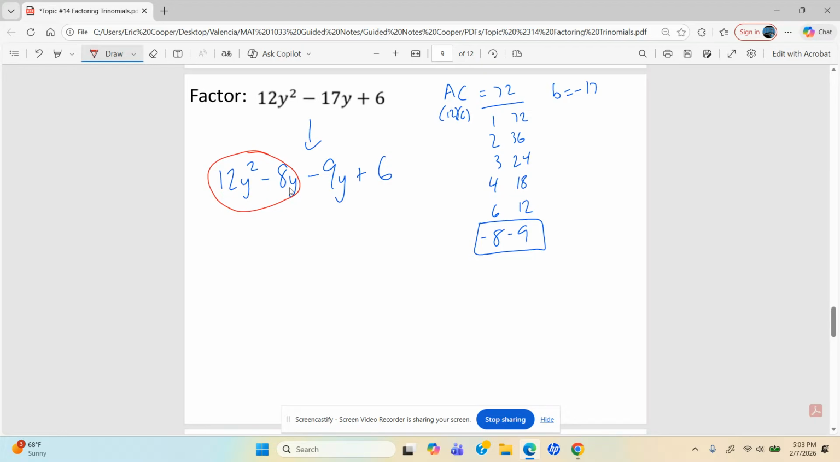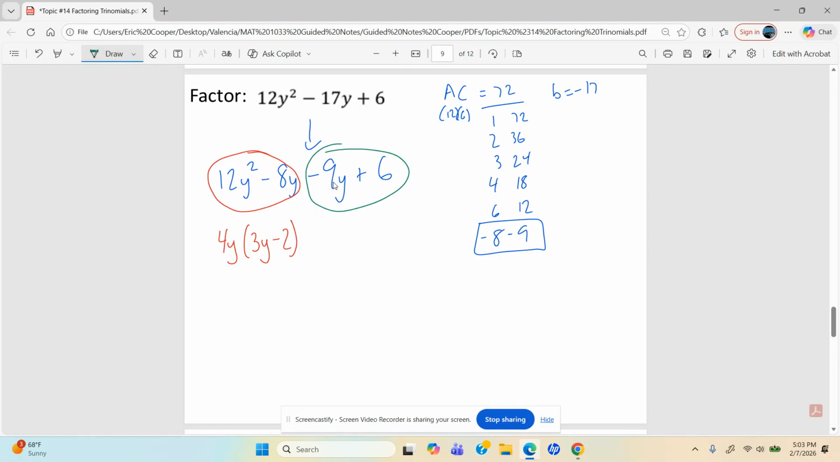Let's factor the first group. 12y squared and 8y, 12 and 8, I can take out a 4. Y squared and y, I can take out a y. 12y squared divided by 4y, 12 divided by 4 is 3. Y squared divided by y is y. Negative 8 divided by negative 4 is negative 2, with the y's canceling.